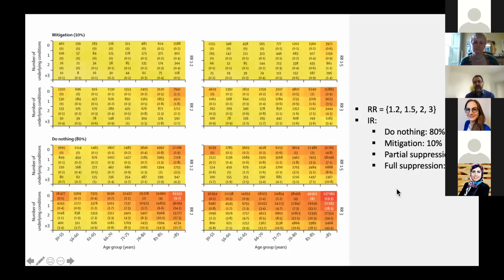So at that time, the values of RR and IR were not known. So it was just based on scenarios of different values, with a maximum of 3 for relative risk, and different values for infection rate.